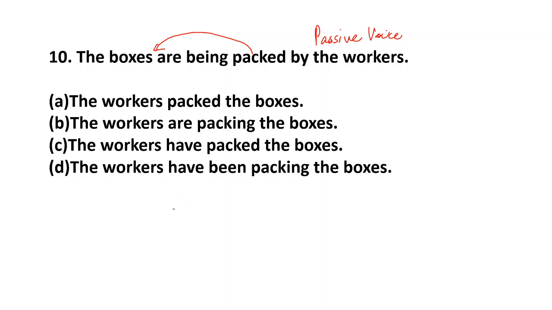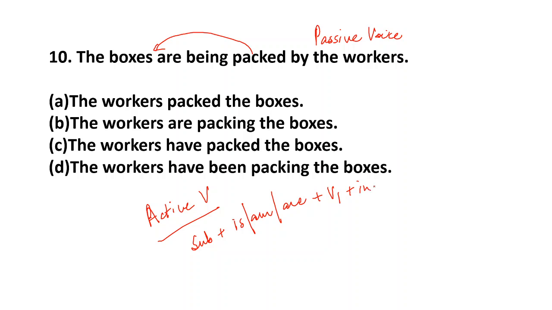Here, when "are being packed" is there, this is passive voice, and we have to change it into active voice. In active voice you have to put the subject first, then is, am, are, whichever is there in the sentence, plus the verb one plus ing form, and then plus object. Now in the passive voice, you see, it is in this form only. The object comes first, the boxes, object plus is, am, or are.